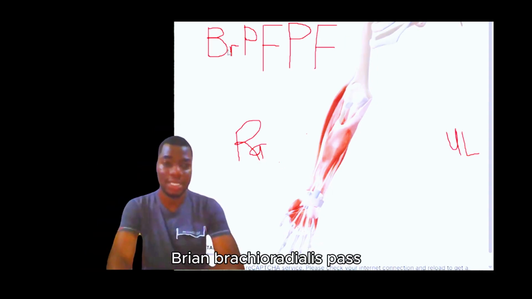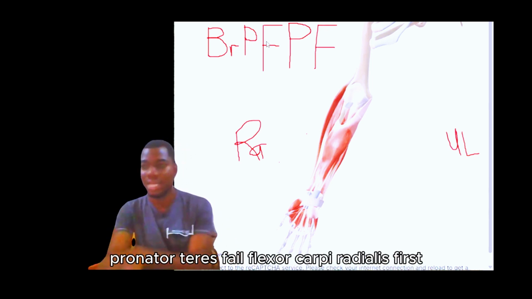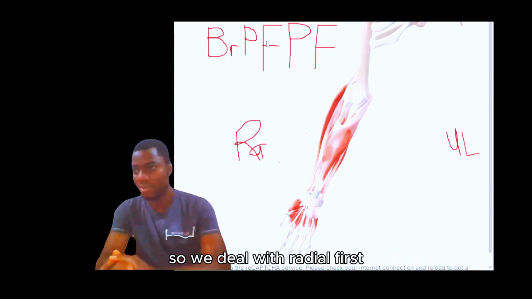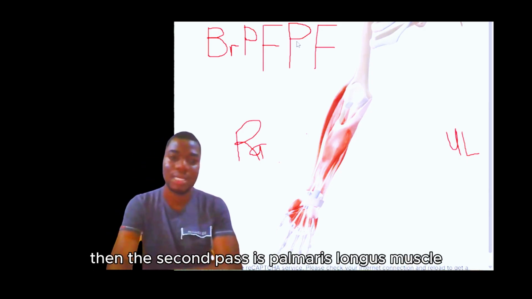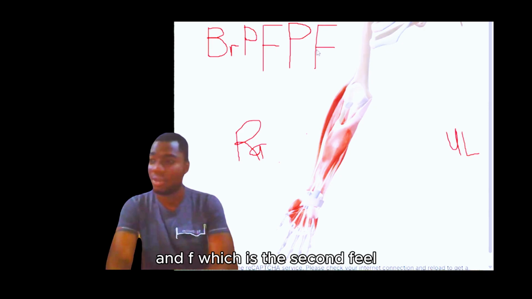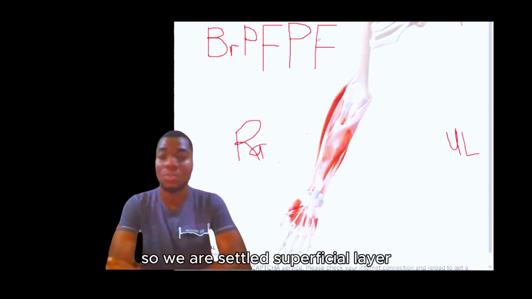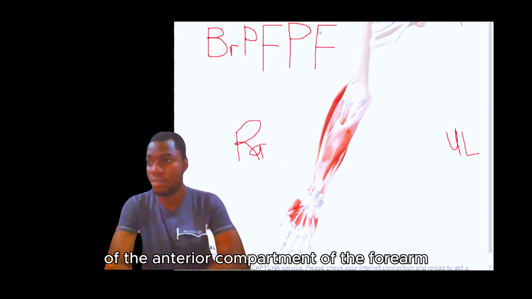Brian, brachioradialis; pass, pronator teres; fail, flexor carpi radialis, first, so we deal with radial first. Then the second pass is palmaris longus muscle, and F, which is the second fail, is flexor carpi ulnaris. So we are set with the superficial layer of the anterior compartment of the forearm.